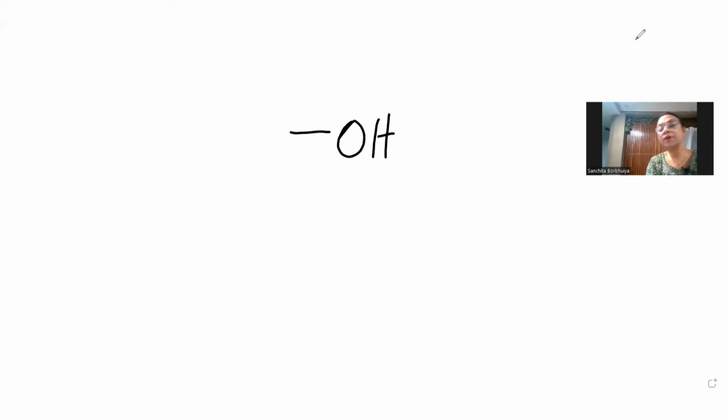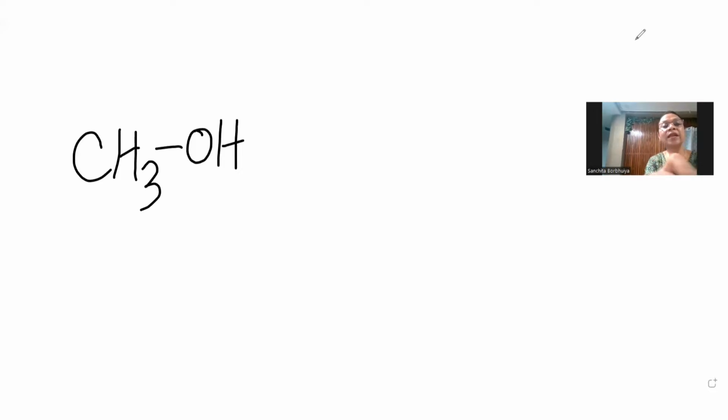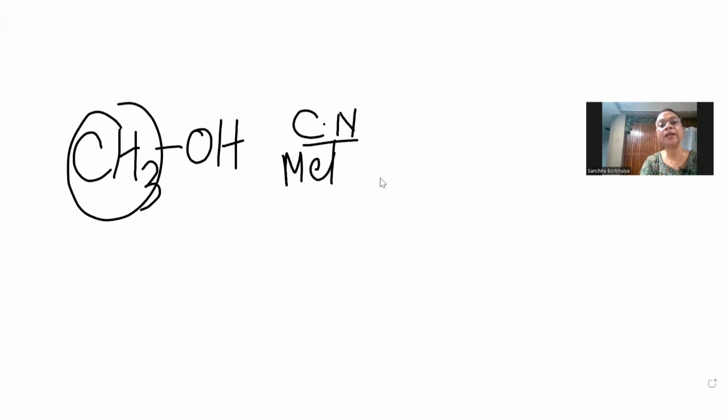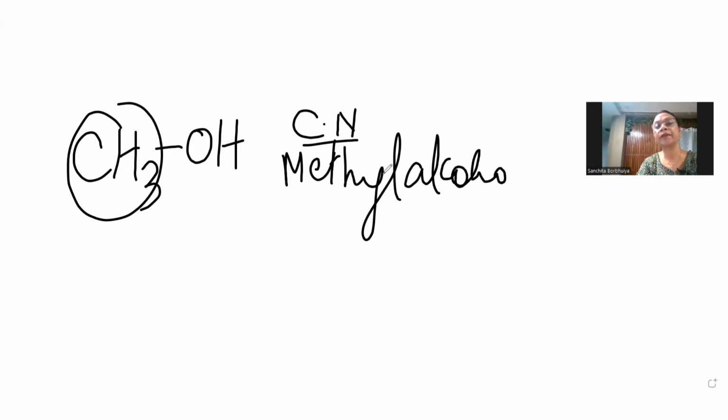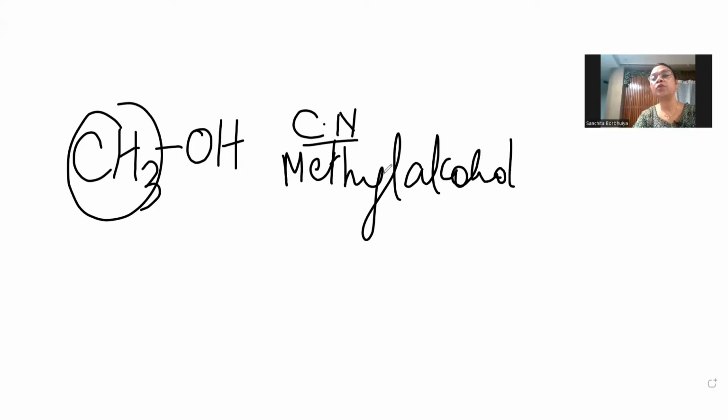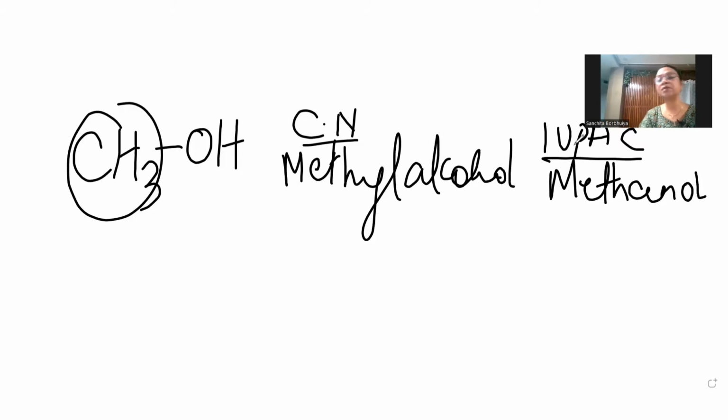As usual, because you have all gone through my last videos, you know how it works. If one hydrogen of methane is replaced with OH, this becomes an alcohol. The common name of this compound is methyl alcohol. And the IUPAC name of this compound is methane, where the E is replaced with OL. So this is methanol, right?